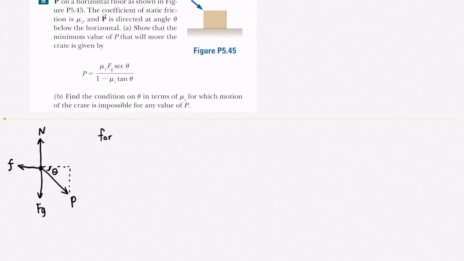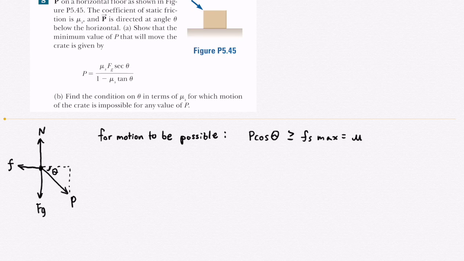For part B, the goal is to find the condition on theta in terms of μs that makes motion impossible for the crate no matter the value of P. Intuitively, we can see that if theta is 90 degrees, P is vertical, the crate will not move no matter how large P is. In this part, we are solving to see what values of theta make motion impossible.